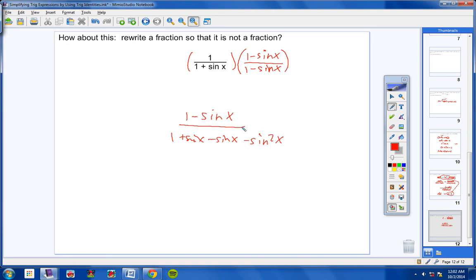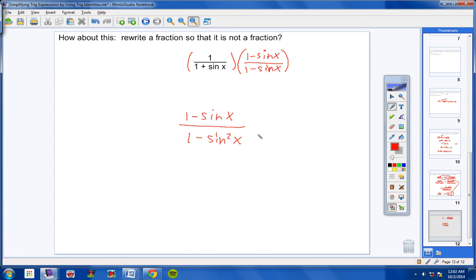And I knew that was going to happen. And look, your positive sine x and your negative sine x cancel out. Okay? So, I'm just trying to show you why I did this. I did all of that so I end up with this in the denominator: 1 minus sine squared x. Now, how does that help, Mr. Earhart?